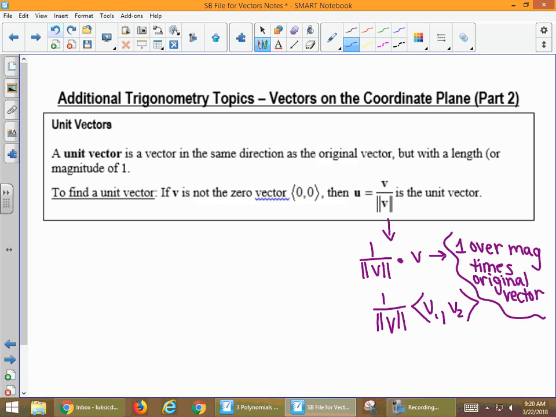Sometimes it's nice to see it in words too, especially if you have to memorize it. 1 over magnitude times your original vector. How do we find the magnitude? That is on your equation sheet. Square root of the squares, right? Think Pythagorean theorem. So go ahead and work with the very easy first example.